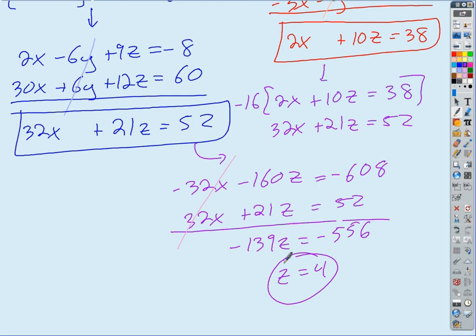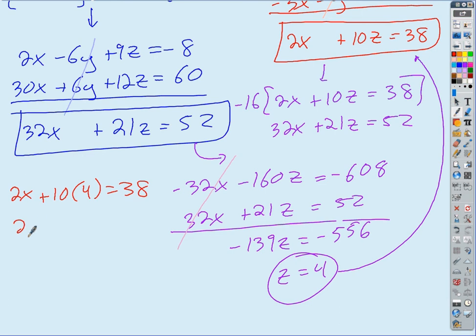Well, let's plug it back into, how about that one? That looks a little easier, doesn't it? So I can feed the z back in there to find x. Agreed? That gives me 2x plus 10 times 4 equals 38. So that's a 40, so I get 2x equals negative 2. So x equals negative 1. Agreed? Yes. Okay, now I've got x and z.